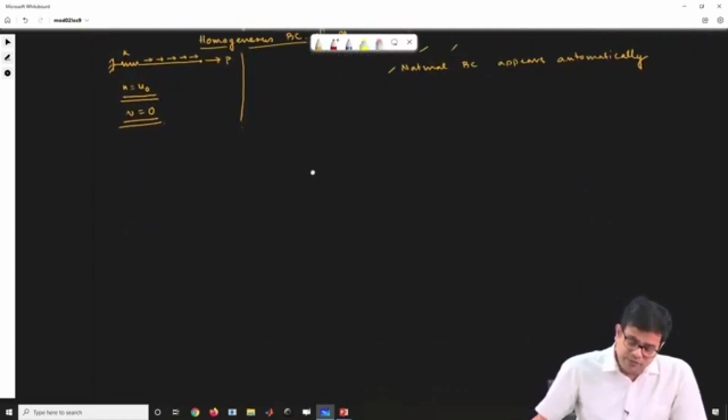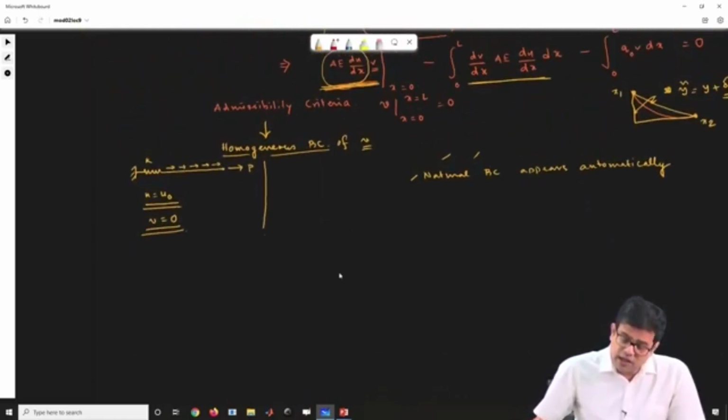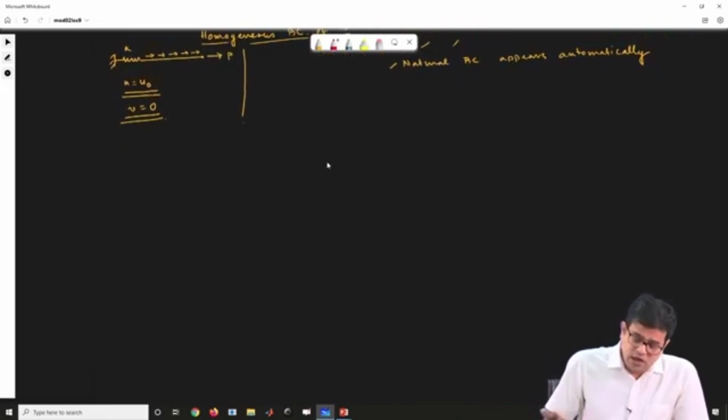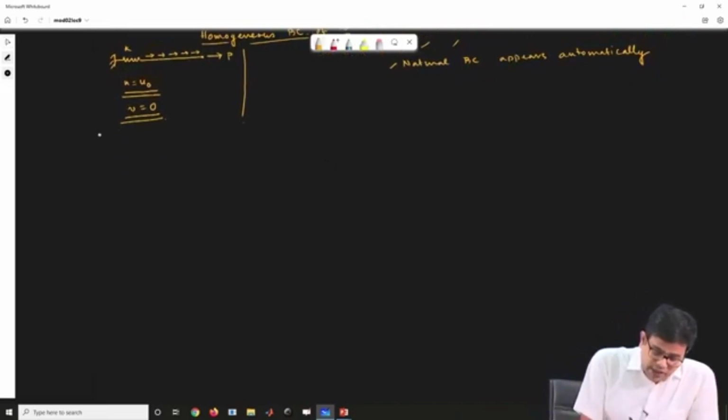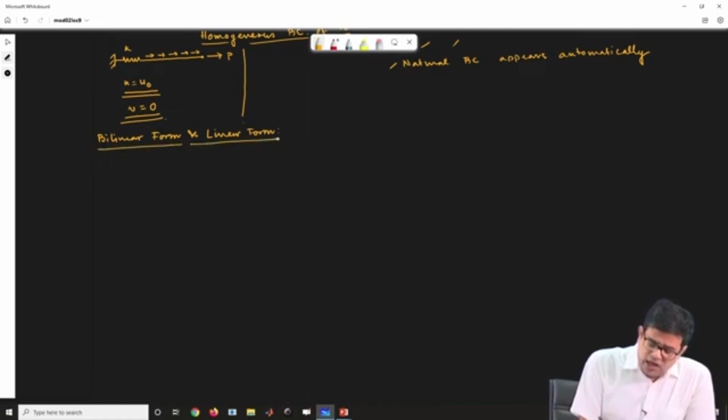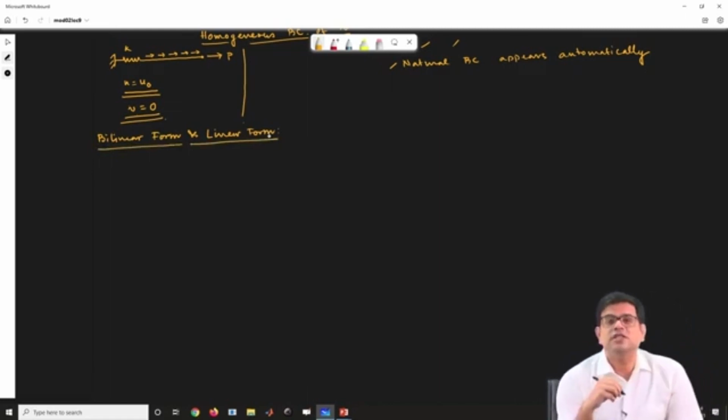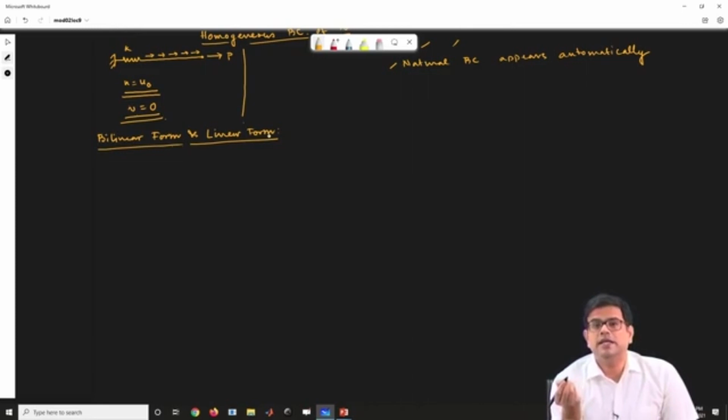Now let us define some of the quantities which we need later. That is the bilinear form and linear form, or bilinear functional and linear functional. For instance, for the bilinear form and linear form, we know a function which is a linear function. How do we test a linear function?